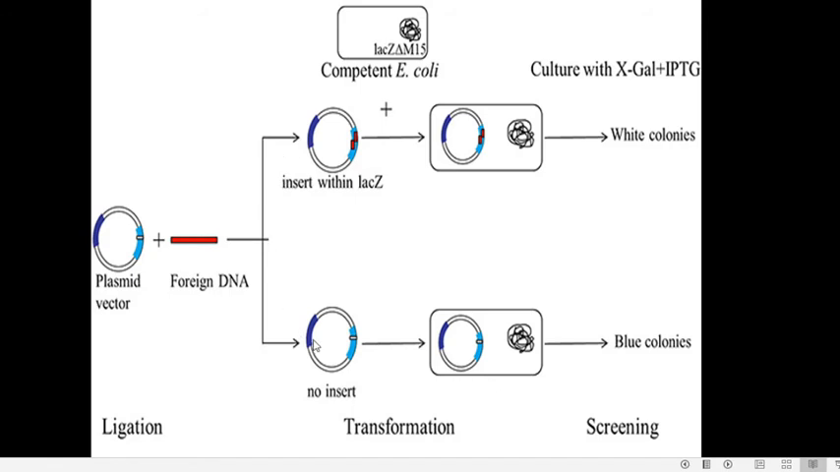So the non-recombinant cells as well as the recombinant cells, they both grow in ampicillin because they are transformed. That means at least the vector has entered in them. Here at least the vector has entered. Here the vector has entered with the foreign DNA. In both cases, the ampicillin resistance gene is intact there. That means any host cell which has taken up this vector will grow.